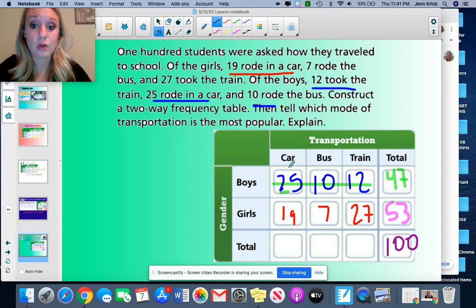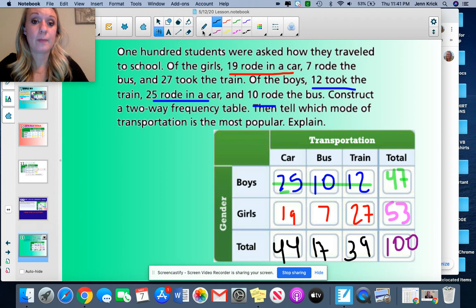All right, now let's add going down. So for the car total, I'm going to do 25 plus 19, and I get 44. For the bus, 10 plus 7, that's quick math, 17. Wow. And then over here, 12 plus 27 will be 39.